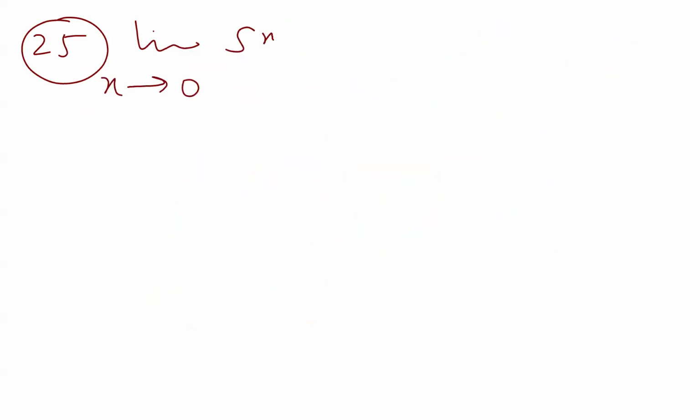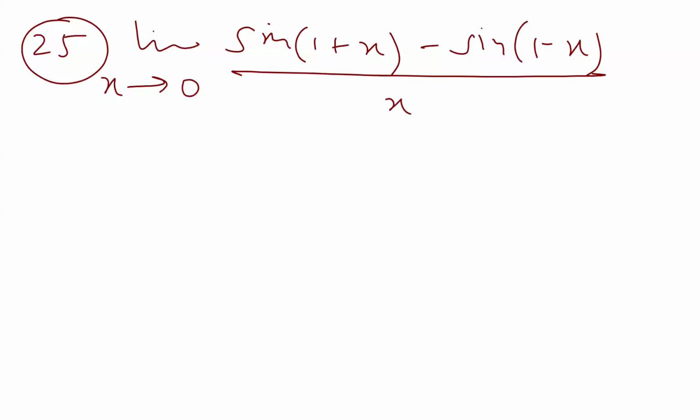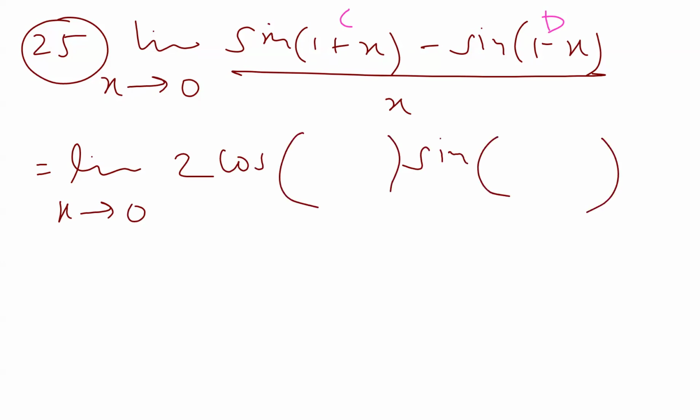Let's go to the next question, that is question number 25. Limit x approaching 0, sin of 1 plus x minus sin of 1 minus x upon x. This is c and this is d. Sin c minus sin d is 2 cos of c plus d upon 2, sin of c minus d upon 2. There will be a sign change for this term, so 1 minus x will be minus 1 plus x.